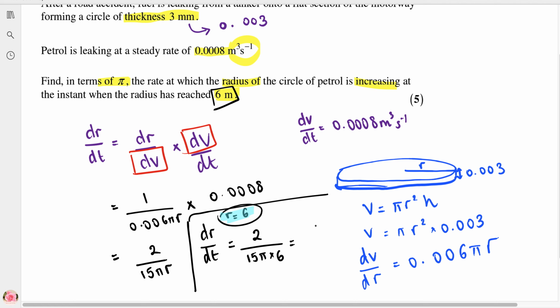So that's going to cancel out as 1 over, so that's 1 and that's 3, isn't it? So that's 45 pi. So that's the final answer. Okay, dr over dt is equal to 1 over 45 pi.